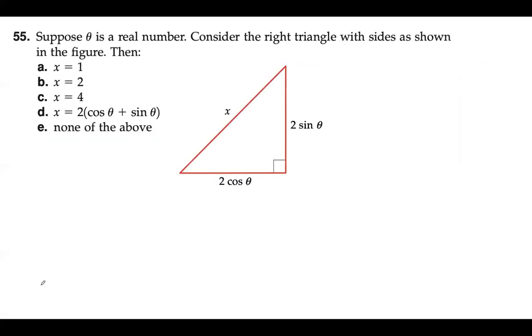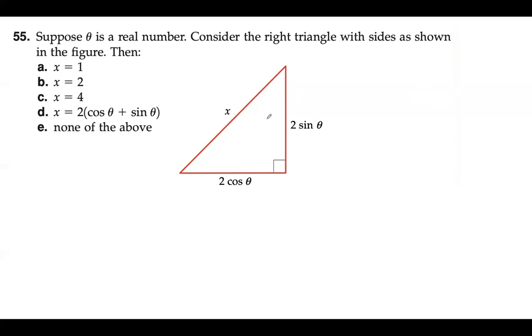The next question. Suppose theta is a real number. Consider the right triangle with sides as shown in the figure. Then x equals 1, x equals 2, x equals 4, x equals 2 times cosine theta plus sine theta, none of the above. What is the question? It's like which one is true? Okay, I got it. Which one is true, and which one is right.